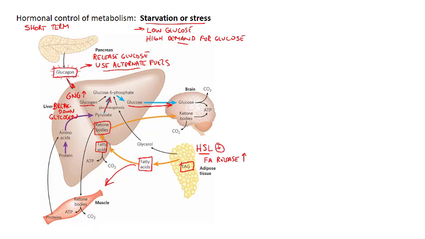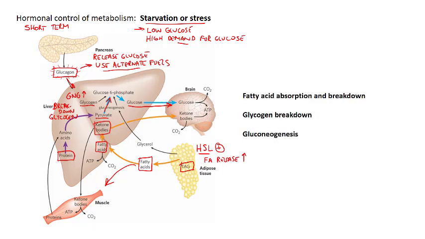Additionally, and we didn't talk about amino acids as an energy source in this course, but glucagon also activates protein breakdown to form pyruvate so that we can run gluconeogenesis. So to summarize, we have to use alternate fuels. So fatty acids are absorbed, I should say, by liver and muscle, and are broken down. Glycogen is broken down, gluconeogenesis is activated.